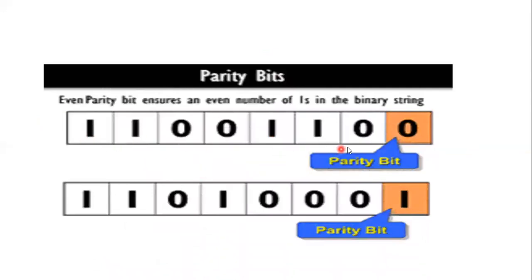So here examples of parities are given. This is the message, and we added the parity bit. So here 1 1 1 1. For even parity, even number of 1s, therefore 0. Here odd number of 1s, therefore 1. The parity bit is added.